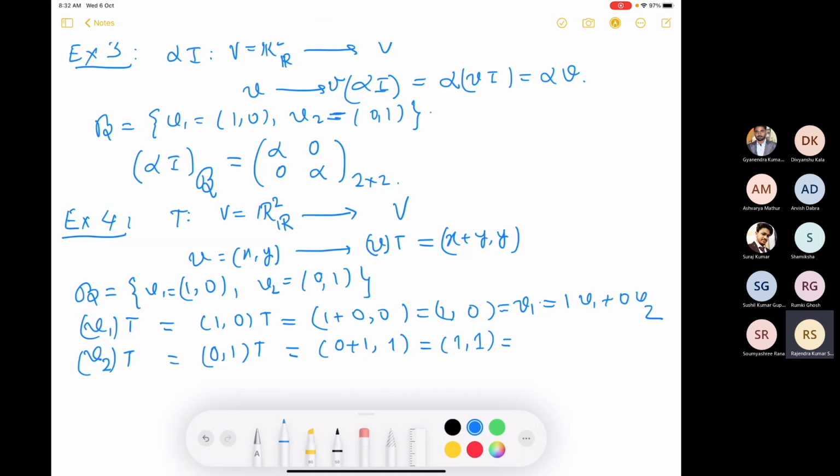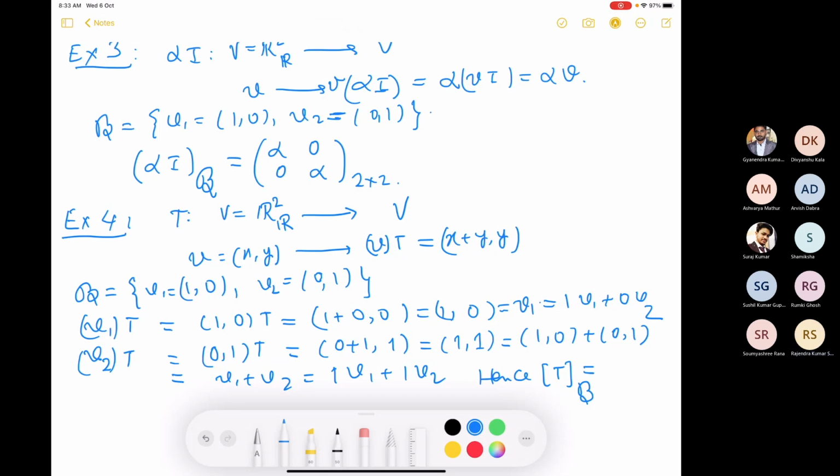And when you write this (1, 1), this can be written as (1, 0) plus (0, 1). And this can be further written as V1 plus V2. And that makes 1 V1 plus 1 V2. So what we get here as the matrix of T with respect to the standard basis B is 1 0 and then 1 1. So this is with respect to the standard basis.